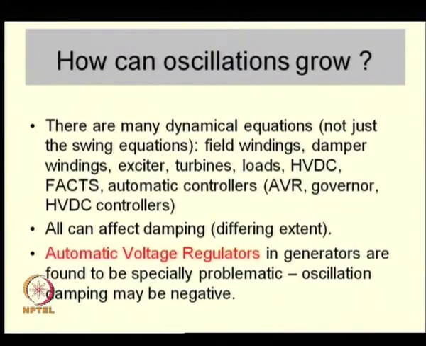It is found that closed loop control systems like the automatic voltage regulator in generators are often the cause of poor oscillation damping. Now, when I say they are the cause, the point is that any control system which is poorly designed can result in a particular pole, or a particular mode, or an eigenvalue becoming unstable.